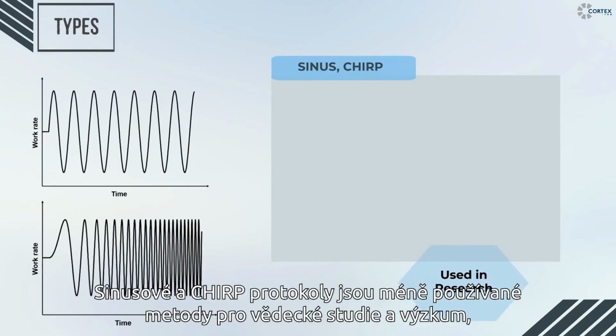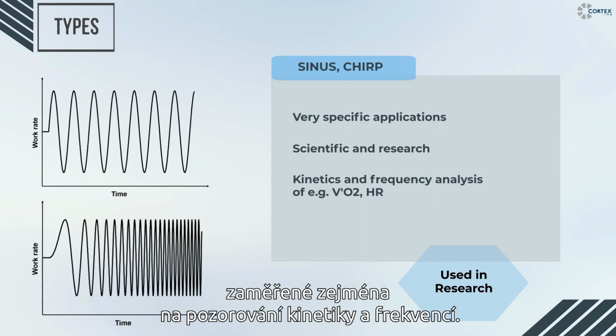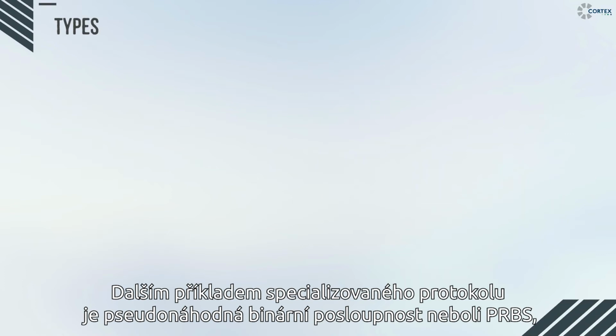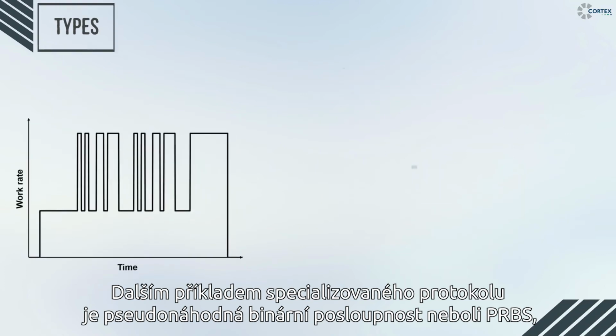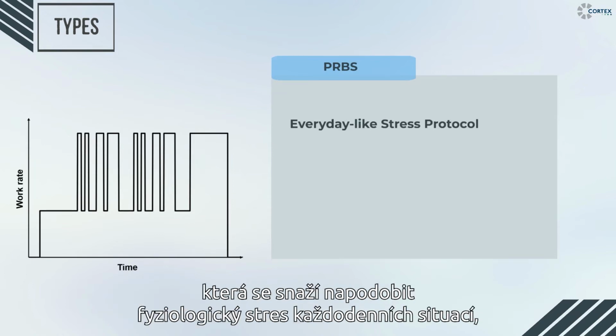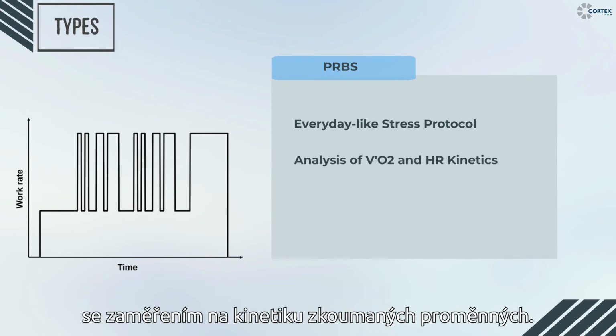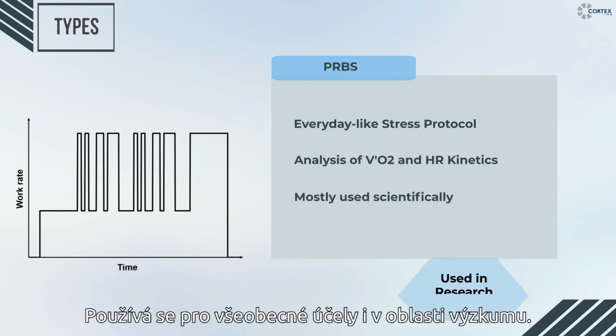Sinus and chirp protocols are more rare methods focused on scientific studies and research, where observation of kinetics and frequencies are the main core of the investigation. Another example of a specialized protocol is the pseudo-random binary sequence, or PRBS, where it tries to mimic the physiological stress of an everyday life situation, with an interest on the kinetics of the investigated variables. Its application is generally seen as well on the field of research.